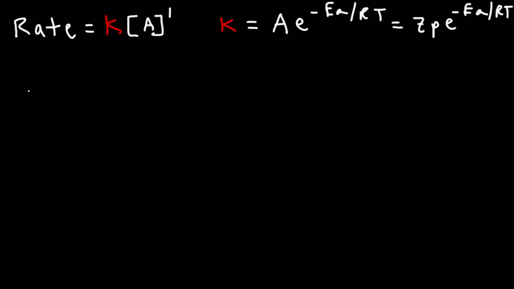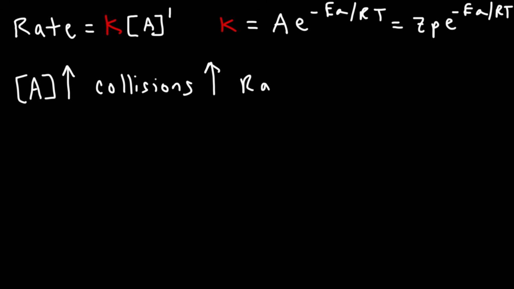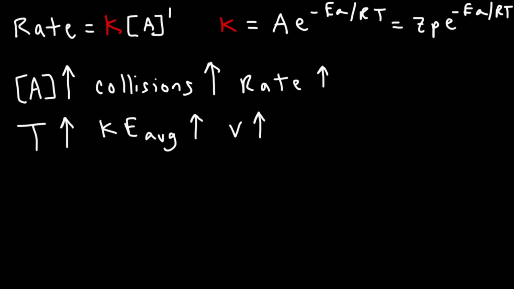Now let's talk about what happens when we increase the concentration of the reactant A. As we increase the concentration of the reactant, there's going to be more collisions. The number of collisions will increase, and therefore the rate of the reaction will increase. Now what about if we increase the temperature? If we increase the temperature, the average kinetic energy of the molecules will increase. So molecules are going to be moving faster. The molecular speed of the molecules will increase as well, and therefore there's going to be more collisions.